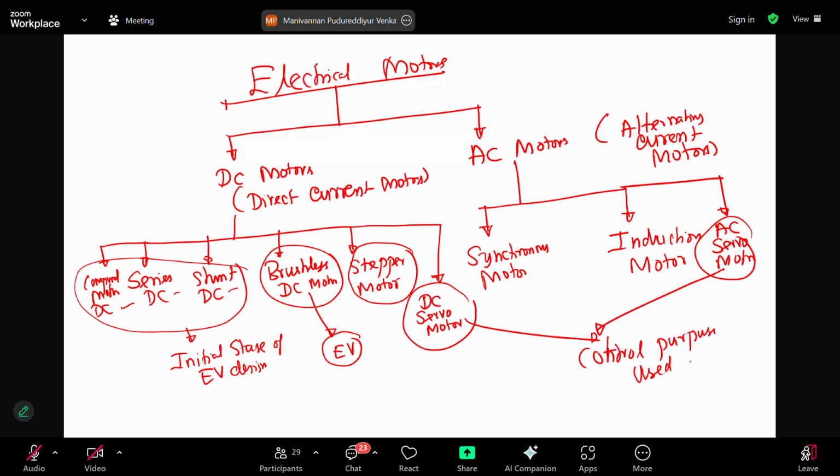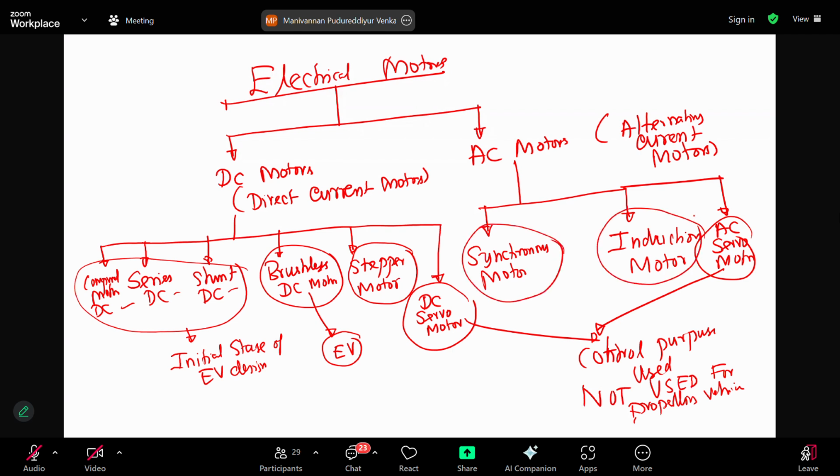Sir, they're more of actuators, right? Yes, servo motors, that's what I say. Control purpose. They are actuators. They are not used for propelling a vehicle. Okay, so this we are not doing. Servo motor we are not going to see. We will mainly see brushless DC motor, how it works, synchronous motor, how it works, and induction motor, how it works, design, calculations, power, all those things we'll see.